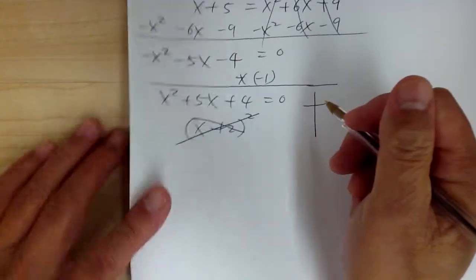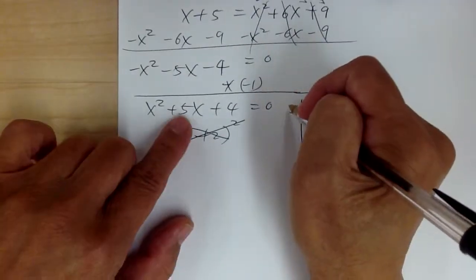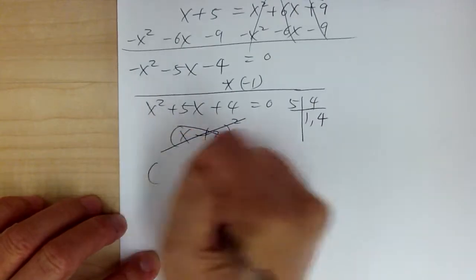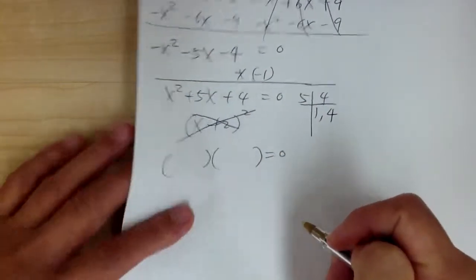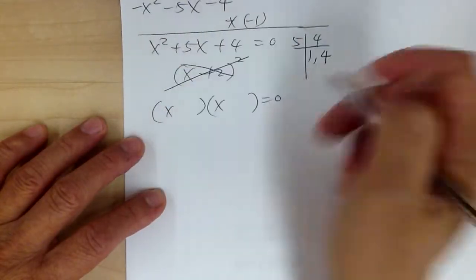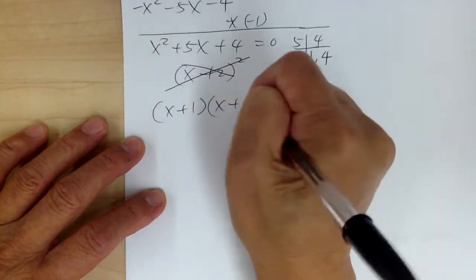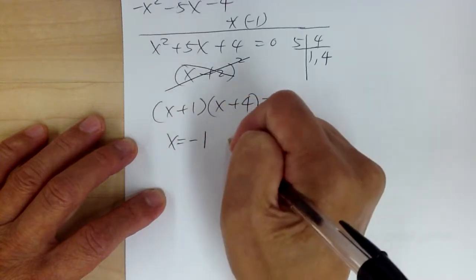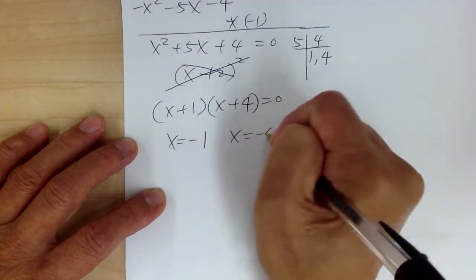So you have to do step 4, match the product. So go 5 and 4. So 1 comma 4. So that's it. So get 2 sets of parentheses equal to 0. So you get x and x. So you're going to get plus 1, plus 4. So from here you're going to get x equal to negative 1. From here you're going to get x equal to negative 4.